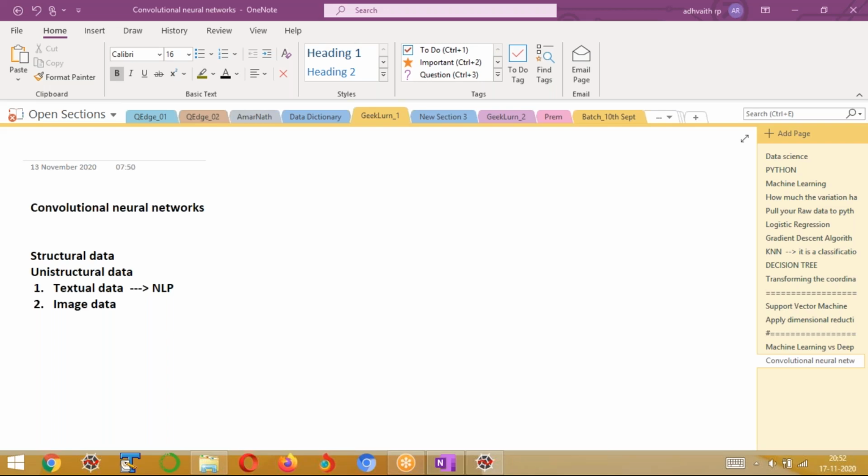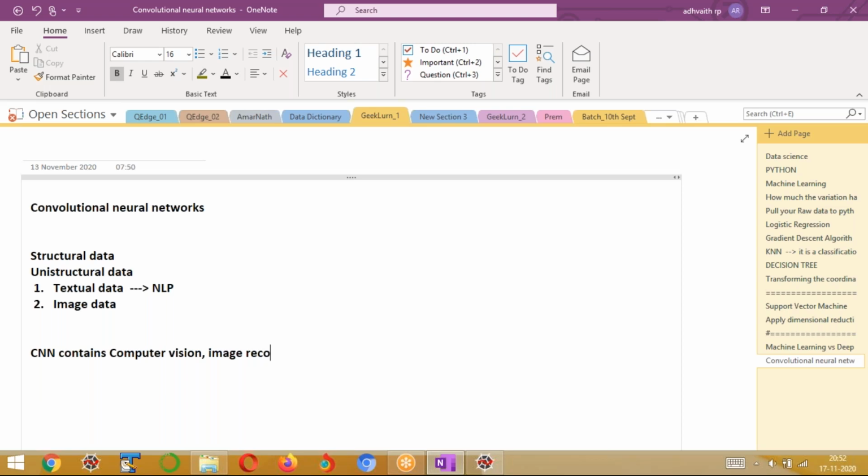Here, CNN contains computer vision. So what does computer vision mean? Your computer should be able to identify what features you have passed inside. Your computer should be able to predict. Okay, image recognition. Yes, that is what I'm talking about.